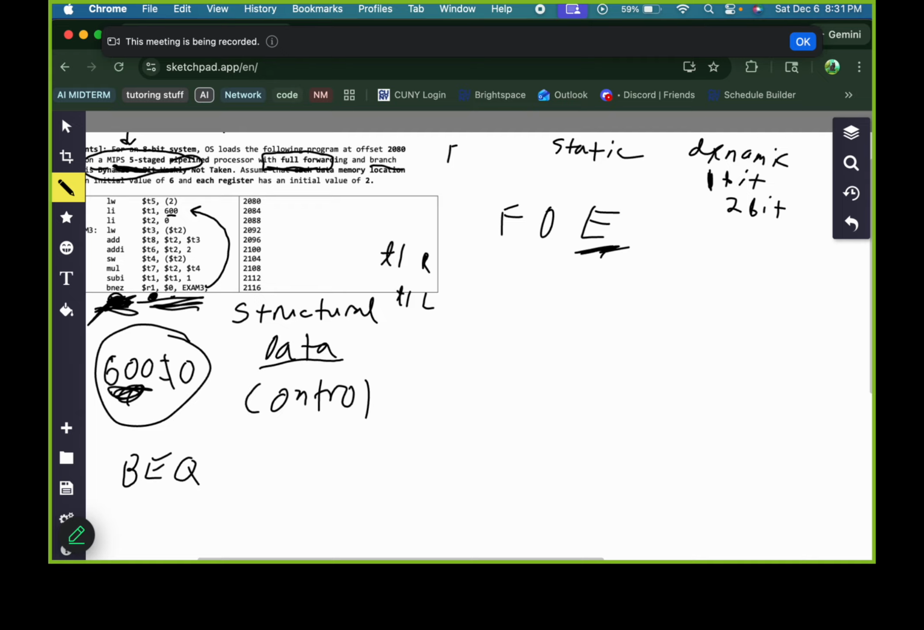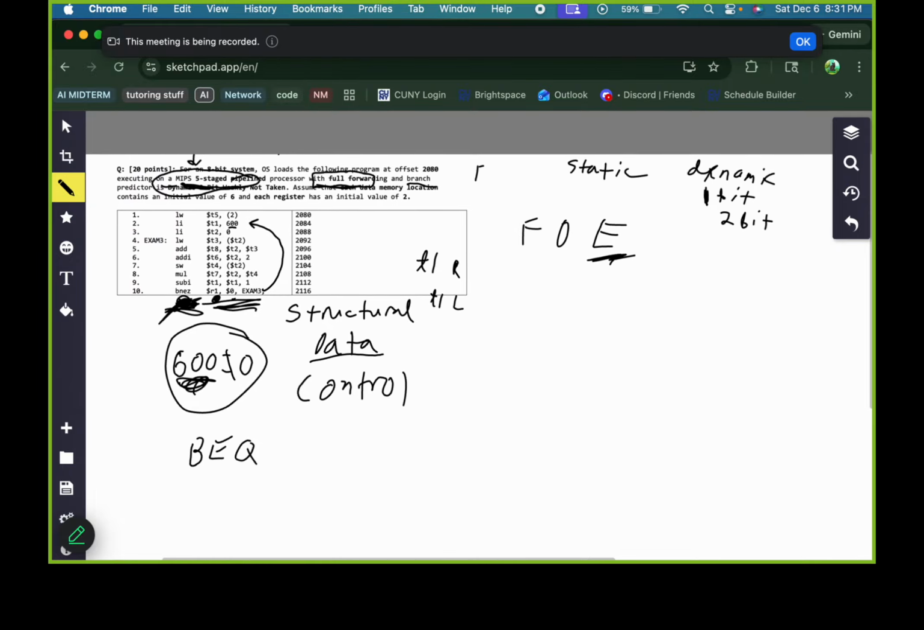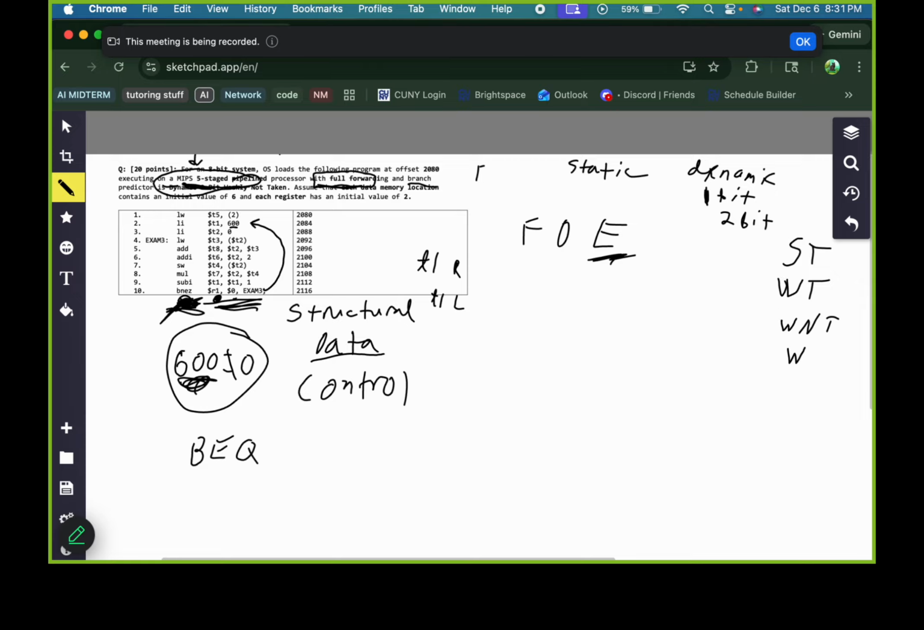So this could be very flippant, like it goes back and forth. It's not really smart about it. And the 2-bit branch predictor is a little bit smarter, right? This is the one that cycles through strongly taken, weakly taken, weakly not taken, strongly not taken.